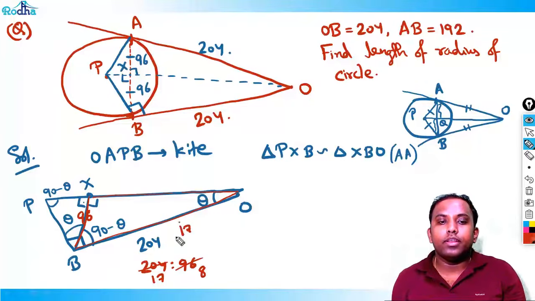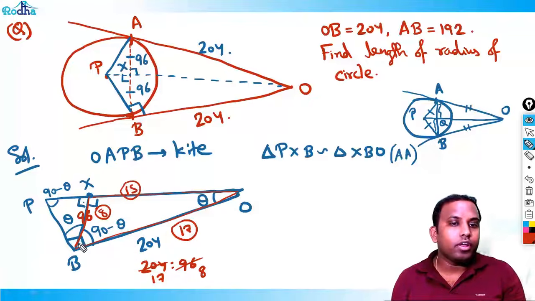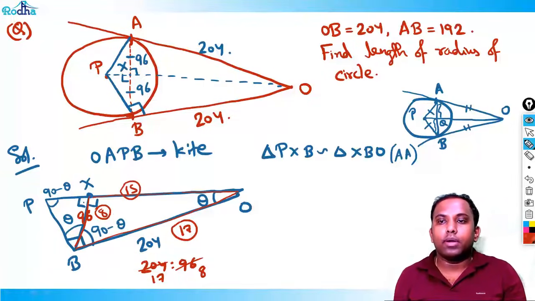If this is 17 and this is 8, this has to be 15, because of the Pythagorean triplet 17, 8 and 15, so you can do it very fast. Or if you have these two as 17 and 8, by Pythagoras theorem you will get OX as 15.